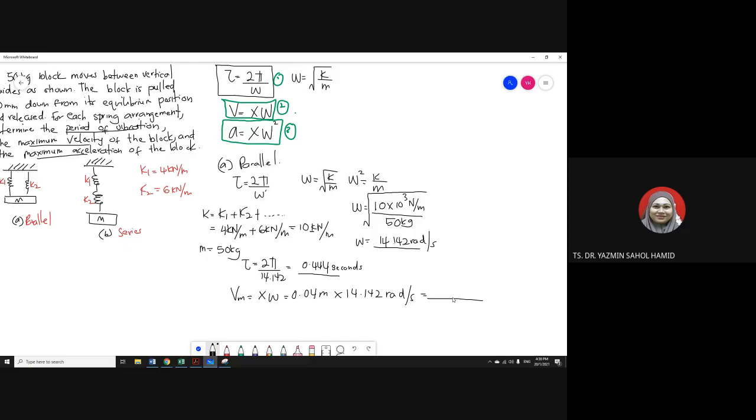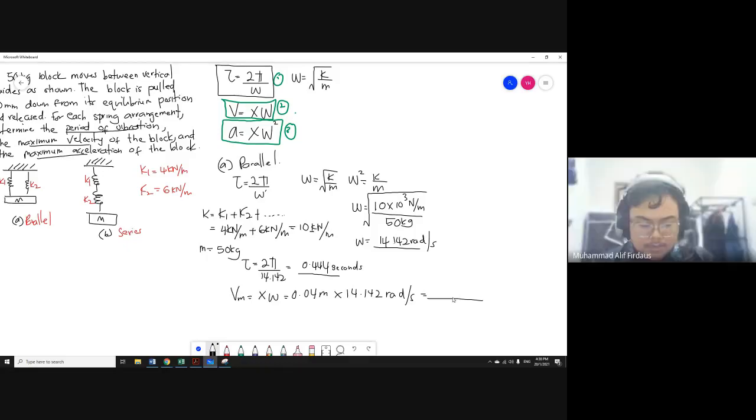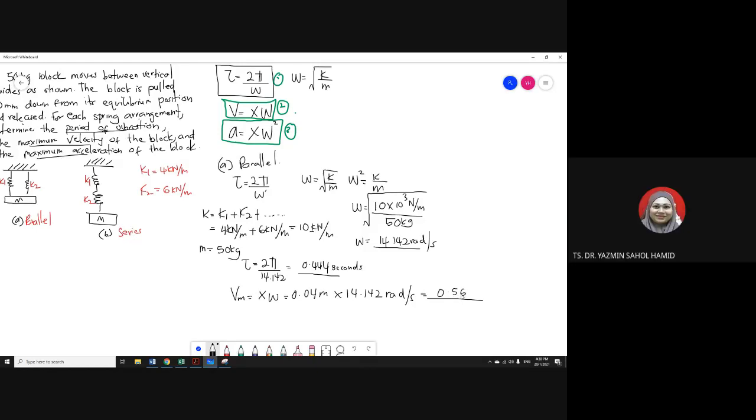What do you get? 0.56568. 5657. 5657. Okay, 0.5657 is in meters per second. Okay, same. Next, we calculate the acceleration.